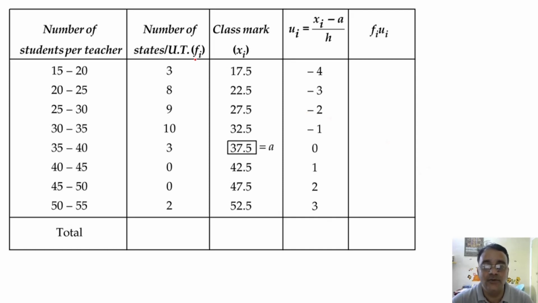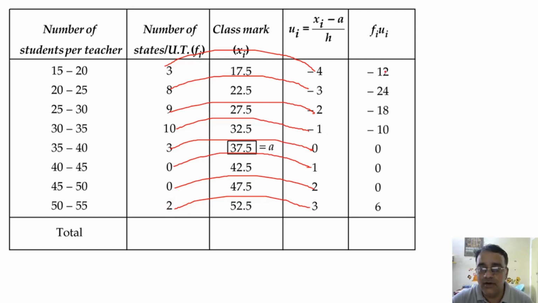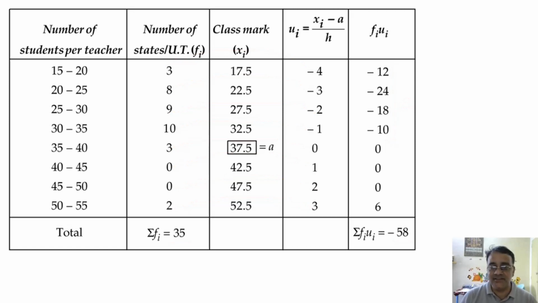Right, now f into u: -12, -24, -18, -10, 0, 0, 0, 6. Now add all this. We'll get -64 and 6, and the total frequency is already given as 35, and this will be -64 plus 6, which is -58. So we got all the values. A is 37.5, h is 5.